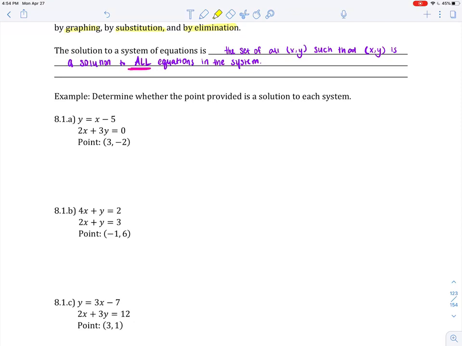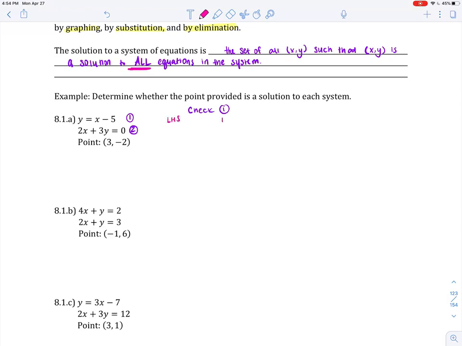We're going to look at different examples and see if the given point is, in fact, a solution to the system provided. Let's call this top equation number 1 and this next equation number 2, just to clarify things. To determine whether that point is a solution to our linear system, we plug that point into our first equation, then into our second equation, and see if it satisfies those conditions. So, we're going to check equation 1.